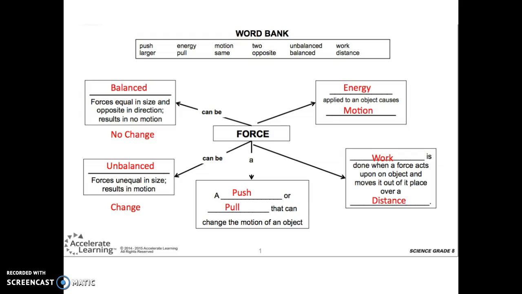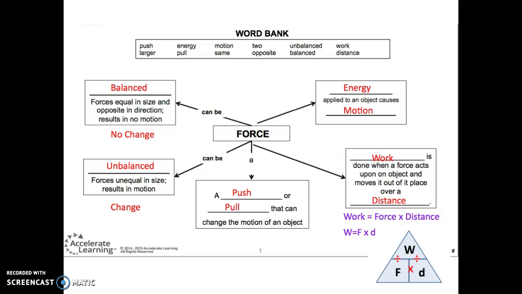All right, so there is a math formula for work, and it is work equals force times distance. What I want you to write is W equals F times D. Don't forget to use your formula triangle when you set up these problems.